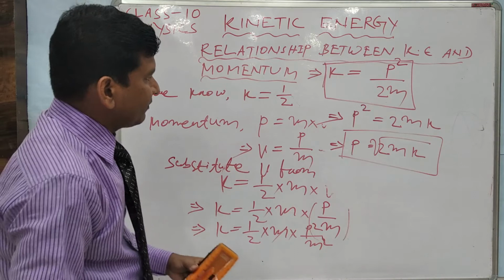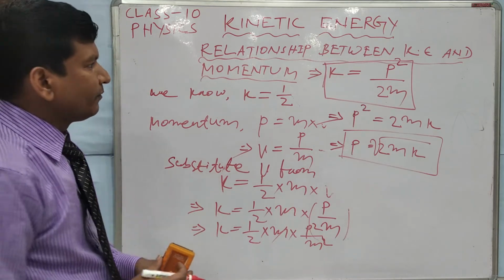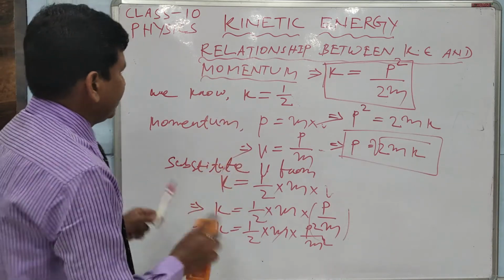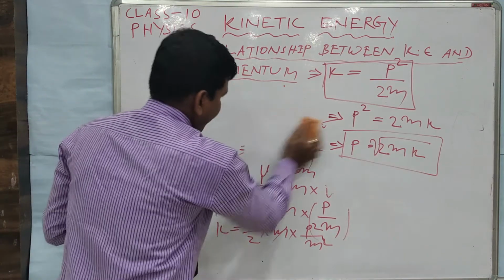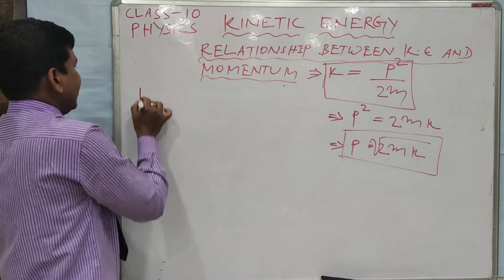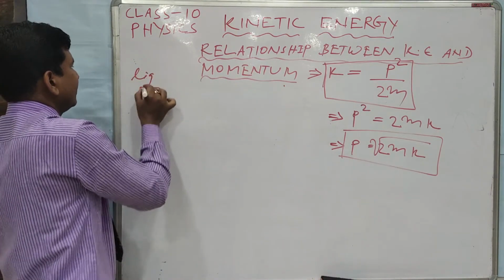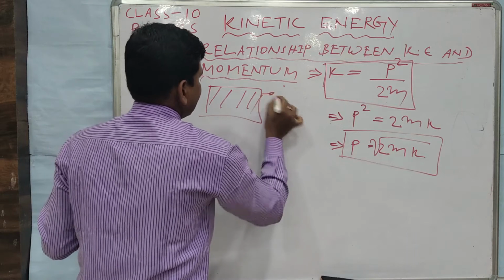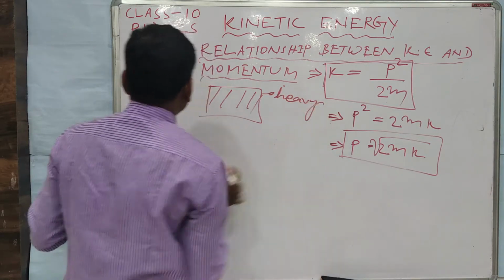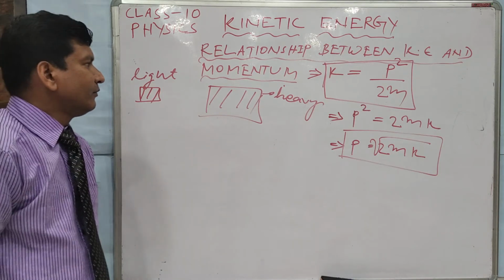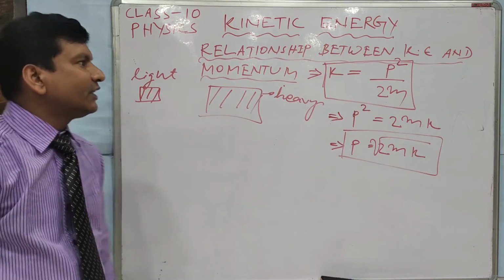So let us discuss some conceptual questions which will help you in the competitive examination and also in the board examination from this concept only. Suppose there are two bodies, one light body and another a heavy body. So this body is your heavy body. Light body means the mass will be less. Heavy body means the mass will be more. If both bodies are moving with the same momentum, then how is the kinetic energy related to each other?